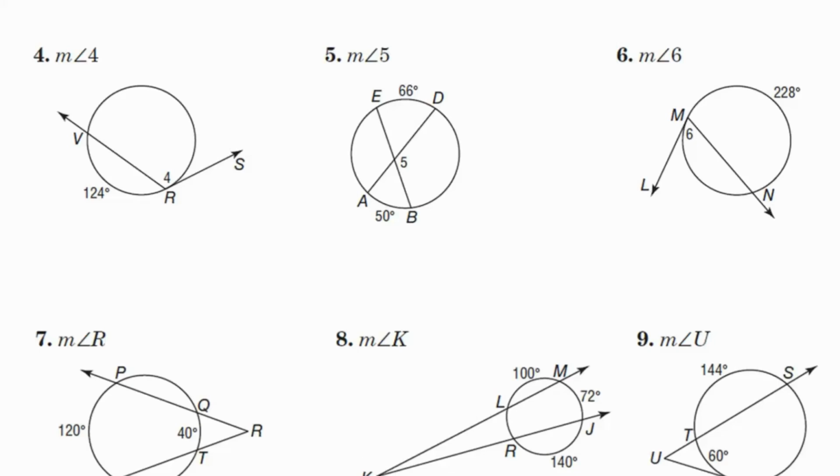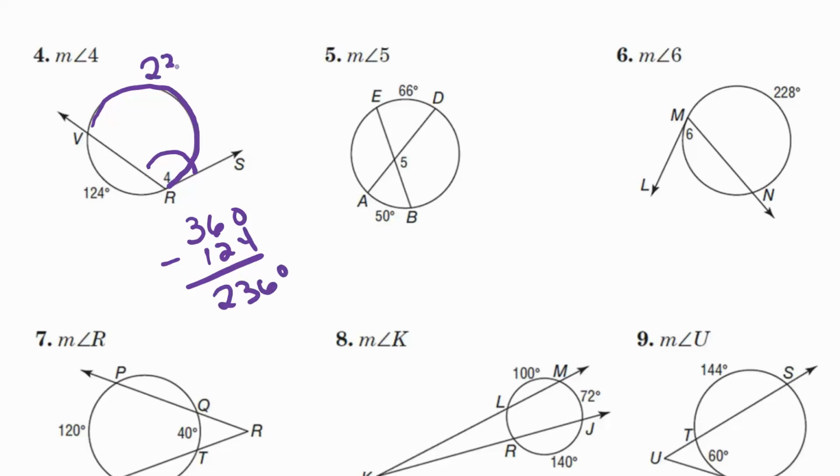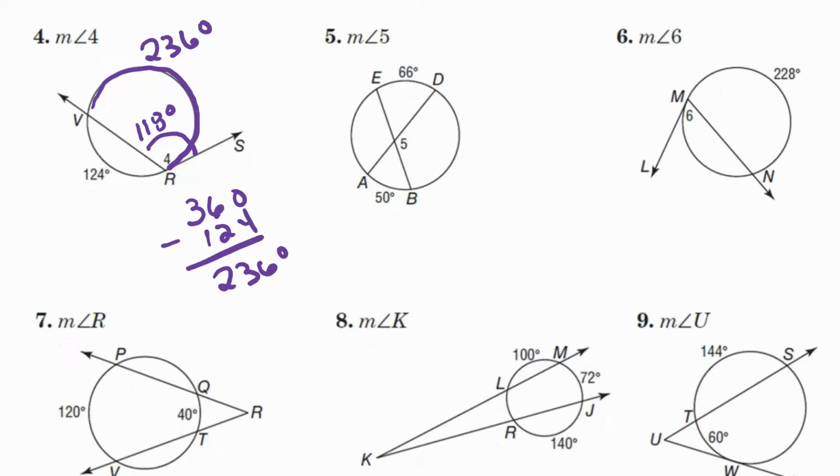For problem number 4, I want to find the measure of angle 4. Again, I can easily find the measure of this arc by doing 360 minus 124, which would give me 236 degrees, and that would be the arc. Half of that would give me that this angle measure is 118 degrees.